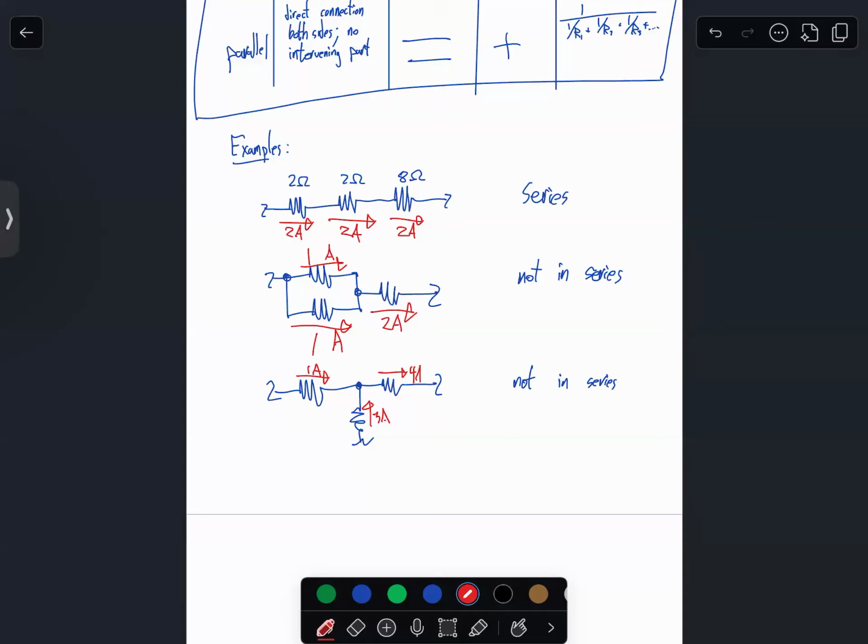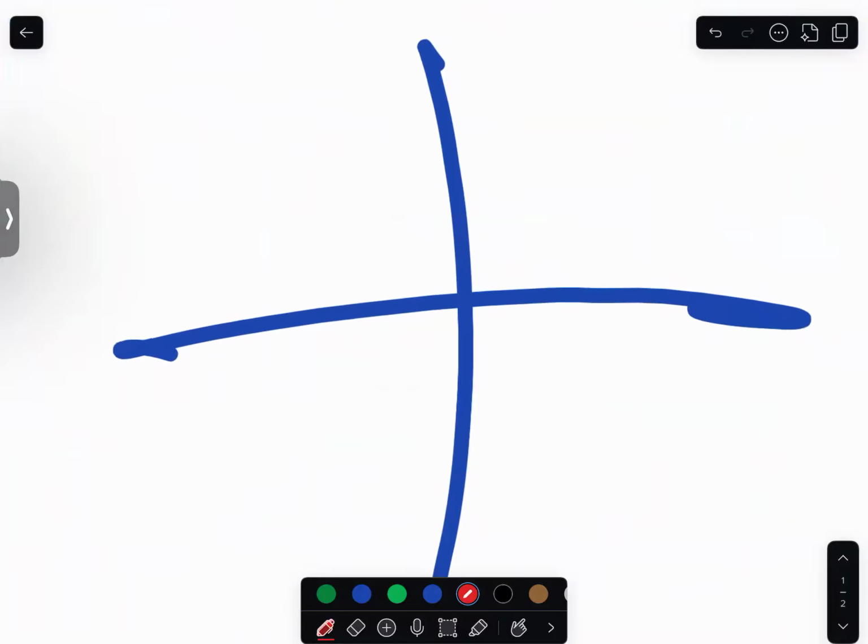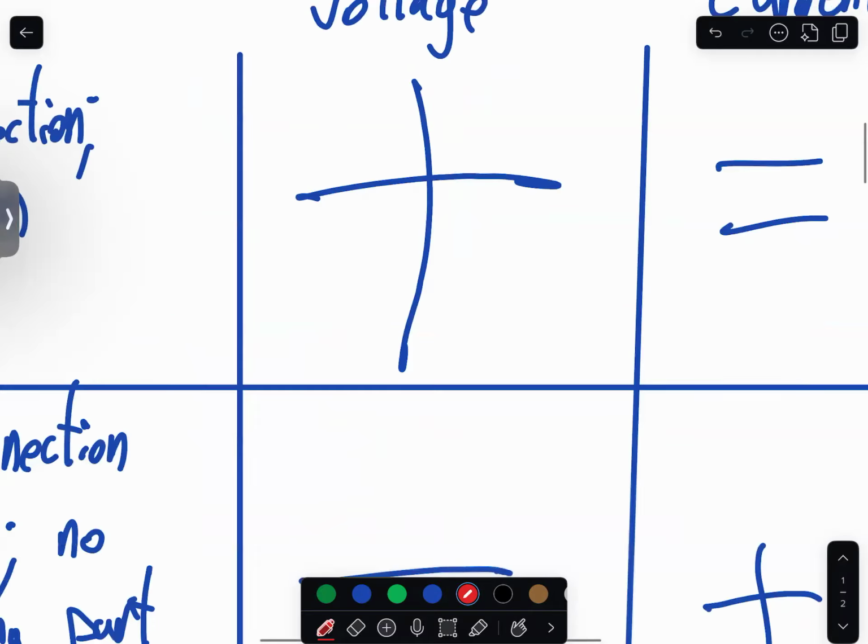Please, Jane. How is the voltage positive? Oh, we haven't talked about voltage yet. Do you mean how the voltage adds up to a total? Let's talk about that. This plus sign doesn't mean voltage is positive. This plus sign means voltages add together.